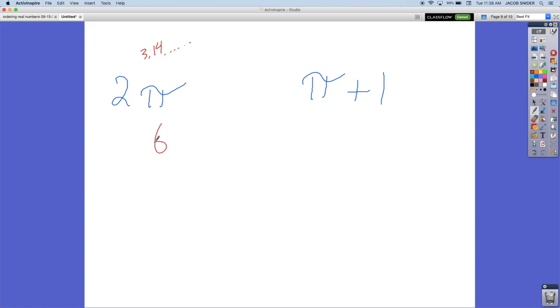What about over here? 3.14 plus 1. Well, that just makes it 4.14. And for today, we can really just say 6 and 4.14. Is that less or greater than? Is 6 greater or less than 4? 6 is greater than 4.